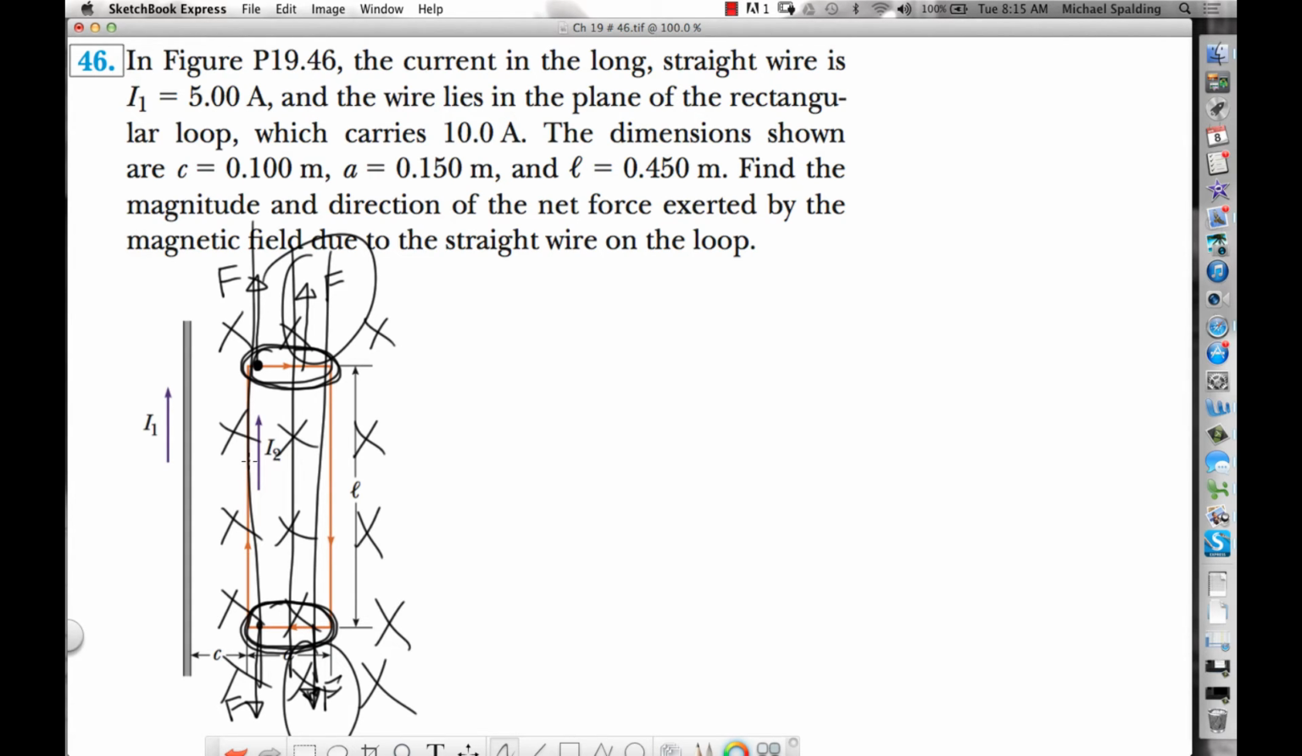So will the net force be vertical? Is it going to be in this direction? Oh, and by the way, what are we looking for in this problem?